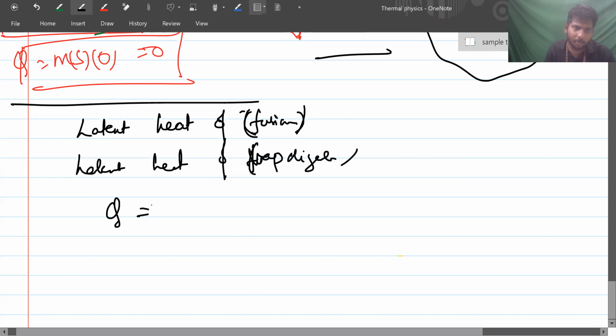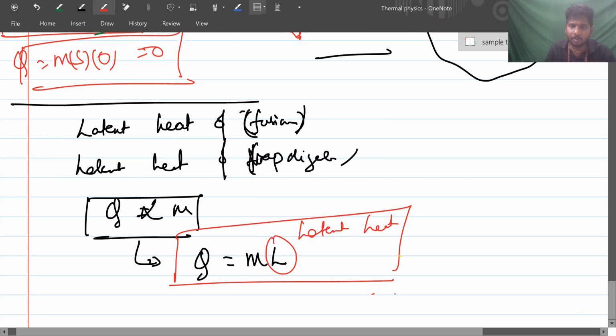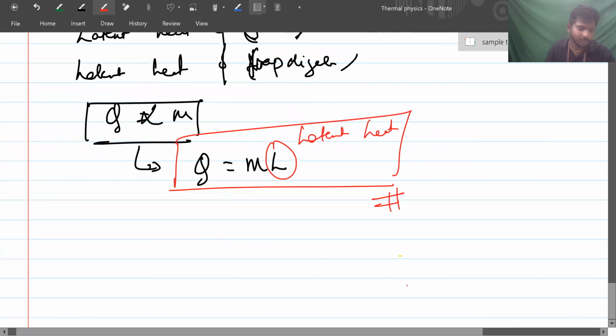That Q is proportional to the mass of the substance. That Q is equal to the mass of the substance times that constant, L. This L is latent heat. When a phase change occurs, the formula that should be used is latent heat. Okay. Yes, sir. So for latent heat, there will be two phases. Latent heat of ice to water will be 80 calorie per gram.